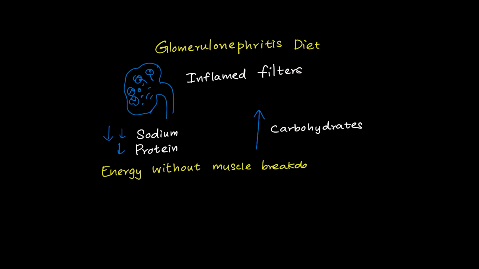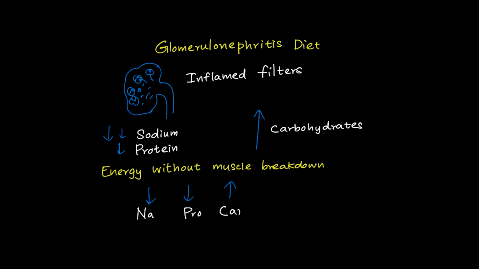The carbohydrate bump matters because when energy runs short, the body catabolizes muscle protein, which dumps more nitrogen into already stressed glomeruli. High protein, low carb, and high sodium would worsen every problem at once. Only the low sodium, low protein, high carb pattern matches the clinical goal.